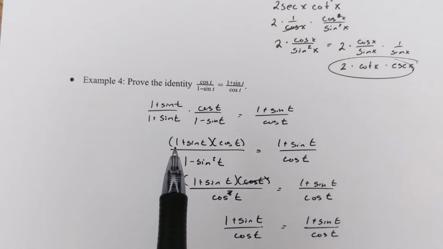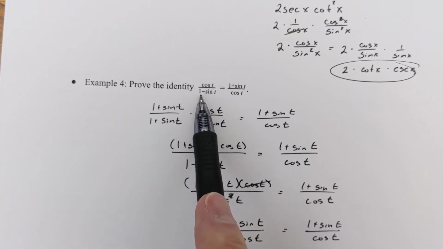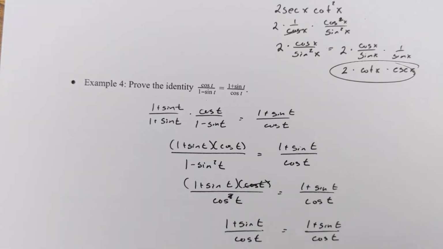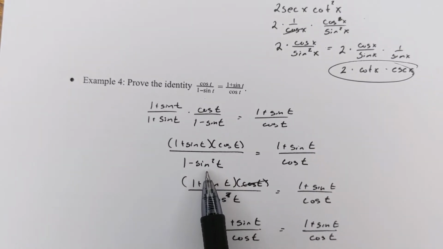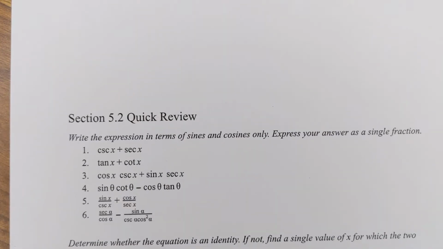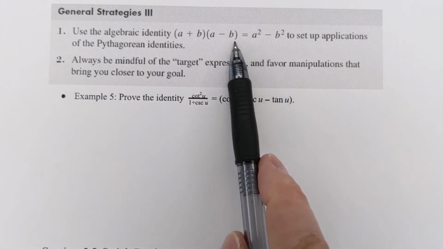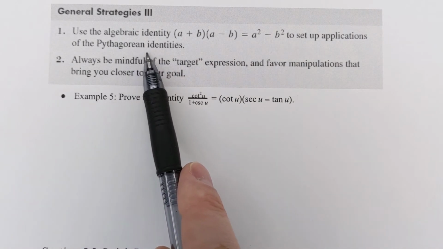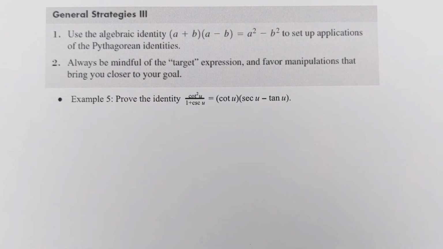So once again, the trick for this one is if you see 1 plus or minus a trig function, or a trig function plus or minus 1, you want to multiply the top and bottom by the conjugate, because that'll force it into typically one of the Pythagorean identities that you can then use to get rid of two terms and make them just a single term on the bottom. All right. So yeah, this is what I was talking about. Multiply by the conjugate to set up applications of Pythagoras, manipulations that bring you closer to your goal. So don't just randomly try things.